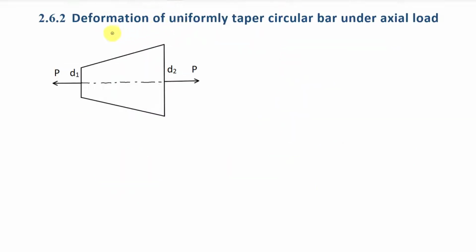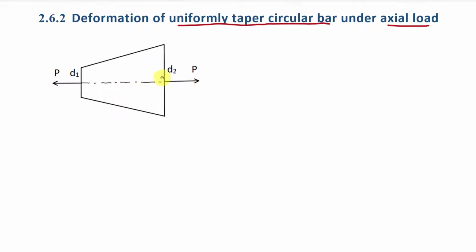Next, we are going to discuss deformation of uniformly taper circular bar under axial load. Here you can see the side view of uniformly taper circular bar. The cross section of this bar is circular and diameter of this bar is varying from D1 to D2. Here it is D1 and it is linearly increasing up to D2. I hope that you can understand this figure.